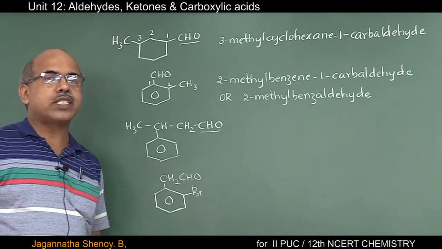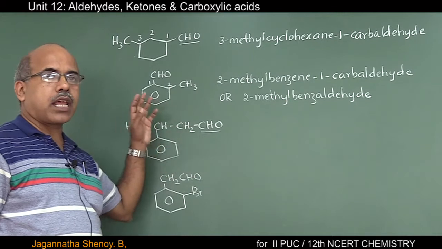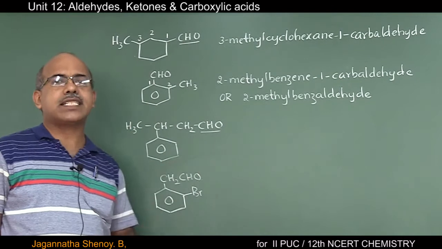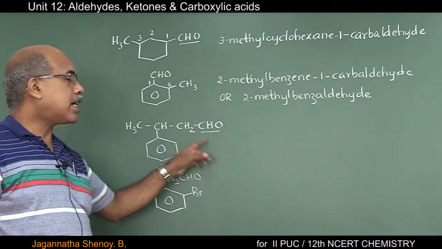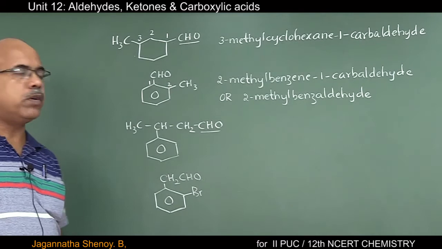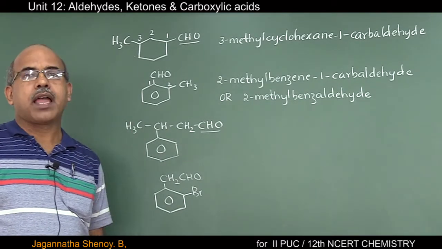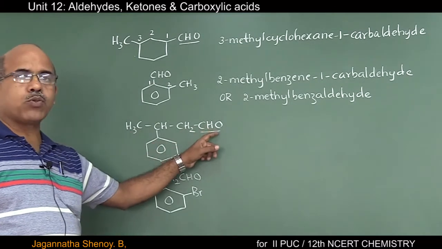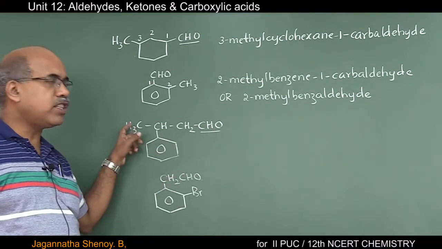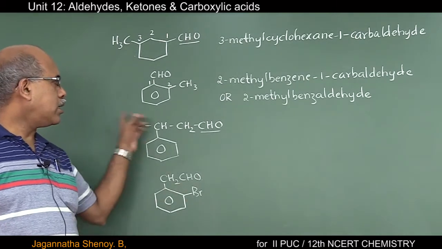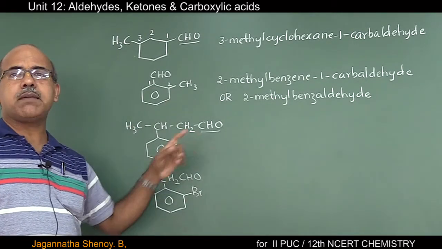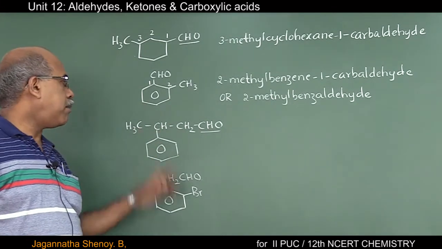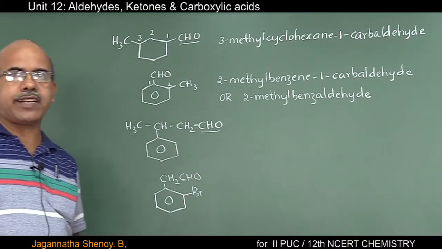So what does the rule say? Even if the open chain contains a lesser number of carbon atoms, if it contains any principal functional group, that should be chosen as the parent hydrocarbon. So I repeat, CHO is the principal functional group that is present in the open chain. That is why the open chain containing the principal functional group, though it contains a lesser number of carbon atoms, must be chosen as the parent hydrocarbon.